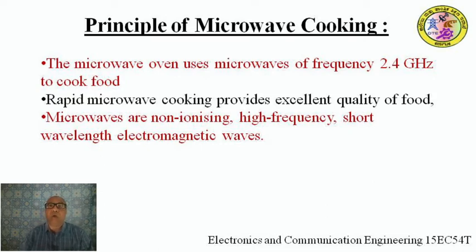Microwaves are non-ionizing, high frequency, short wavelength electromagnetic waves. Microwaves are attracted by the moisture in the food placed within the oven for cooking. The microwave then penetrates the food surface, causing the moisture molecules to vibrate. This is the principle, causing the moisture molecules to vibrate. Certainly, vibration causes friction, and friction generates heat.